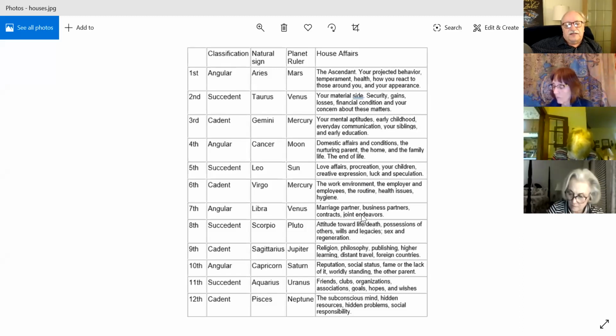We didn't miss these things. That's okay. We can catch up here. The seventh house, it says marriage, partner, business partners, contracts, joint endeavors. That's the truth. The eighth house, you'll get the deeper quality. Attitude towards life and death, possessions of others, wills and legacies, sex and regeneration. The ninth house, religion. Ninth house is the biggest. Religion, philosophy, publishing, higher learning, distant travel, foreign countries. So you're starting to see how everything is based on these oppositions.